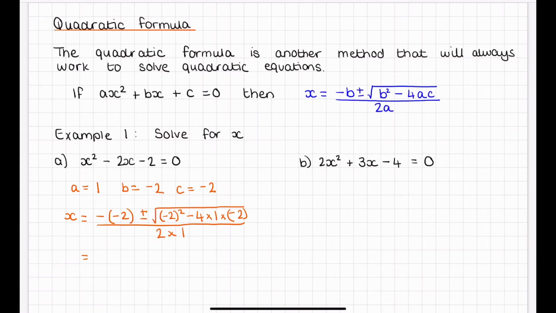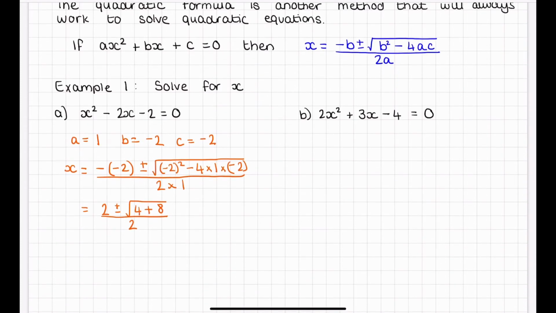So we've got minus minus 2, which will just be plus positive 2, plus or minus the square root of negative 2 squared, which is 4. Then minus 4 times 1 times negative 2, which will give us plus 8. And that will all be divided by 2 times 1, which is 2. And then we can just work that out. So we'll have 2 plus or minus the square root of 12, divided by 2.